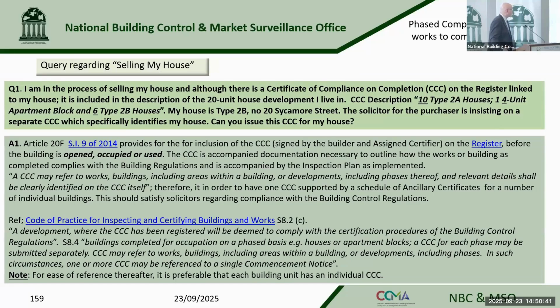So this is a query we got generally from solicitors and private owners, where they say they've got a CCC, but it just describes units 1 to 20 on a particular road or a particular site. And how can I identify mine? And my solicitor wants a one-off CCC for a house. As I said earlier, it is allowable to do it, but our preference under the Code of Practice is that it should preferably be individual CCCs for individual houses, because it makes the conveyancing part of it much easier.